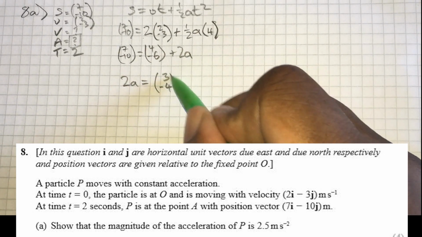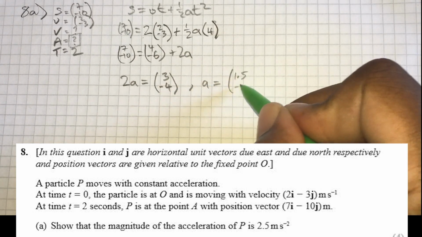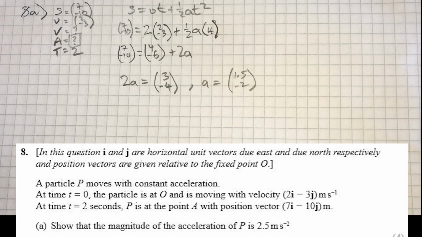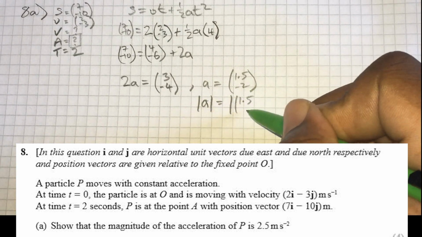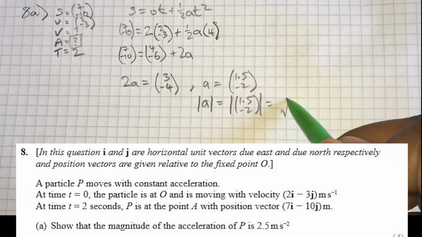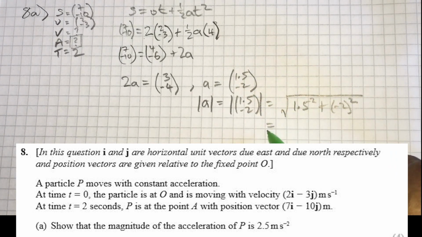Okay, and that all leads down to an acceleration vector of 1.5, -2. The question has asked us to find the magnitude, so we'll employ some Pythagoras, and that leads to 2.5 meters per second squared, which, given this was a show that question, we know is correct.